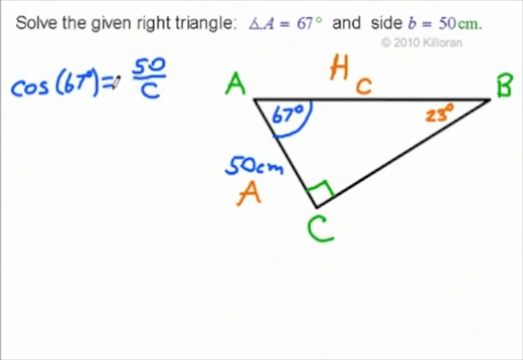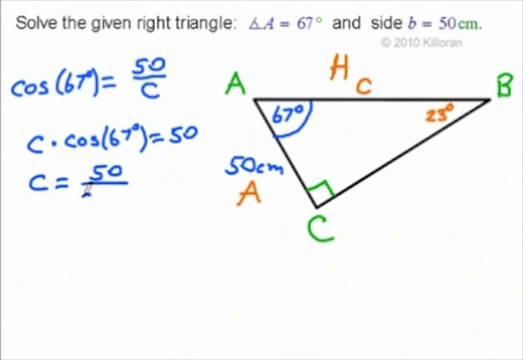Alright, to solve this one's a little bit different. We could do it the long way this time, and then I'll show you a shortcut. Whenever you're dealing with an equation and you're solving for the variable in the denominator, or for that matter any equation, you want to get rid of the fractions by multiplying through by the common denominator. In this case it happens to be C. So if I multiply both sides by C, I'm going to get C times cosine of 67 degrees is equal to 50. And finally, to solve for C, I'm going to divide both sides by cosine of 67. So we're going to have 50 divided by cosine of 67 degrees.